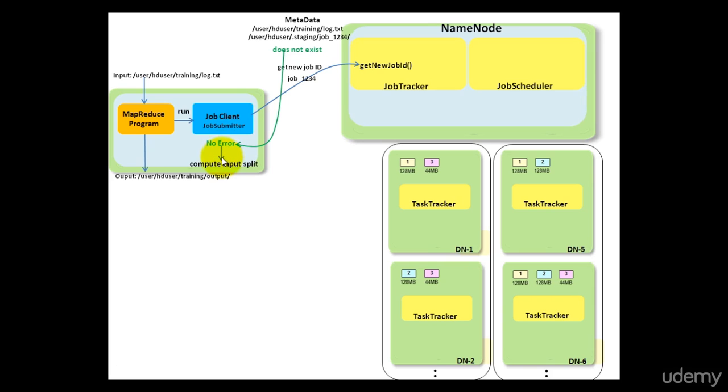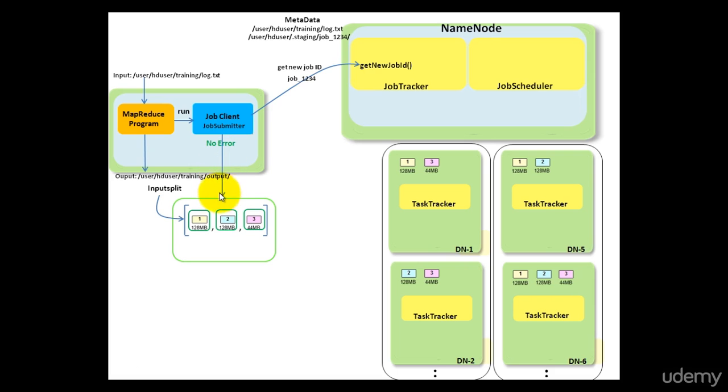Now the job submitter will compute the input split. If it cannot compute the input split, then again an error is raised and the job is not submitted. Let's say there are no errors at all and the input split is computed successfully. So what is this input split? Let us not go into more details now. For now, let us just say that the input data is divided into smaller chunks, and a reference to these chunks is called input split.